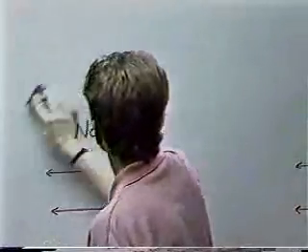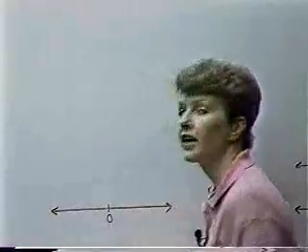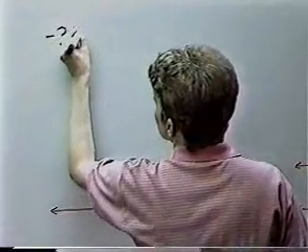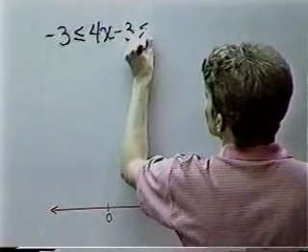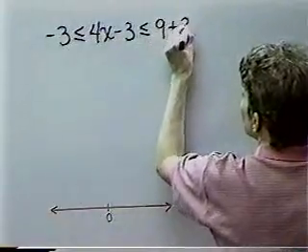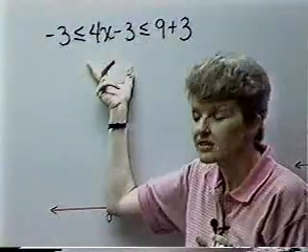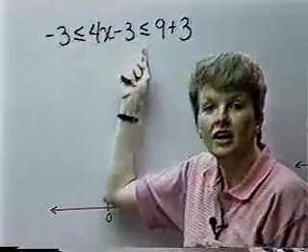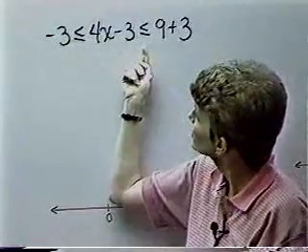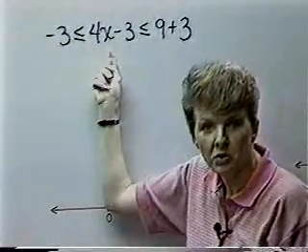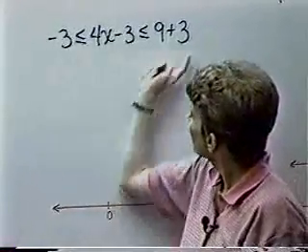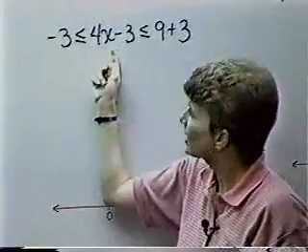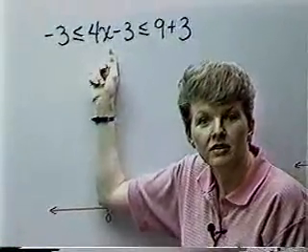I'd like to show you a different kind of inequality now. We call this a compound inequality. Negative 3 is less than or equal to 4x minus 3 is less than or equal to 9 plus 3. Notice this is a compound inequality in that it has two inequality symbols. To solve this inequality, we'd like x by itself in the middle.